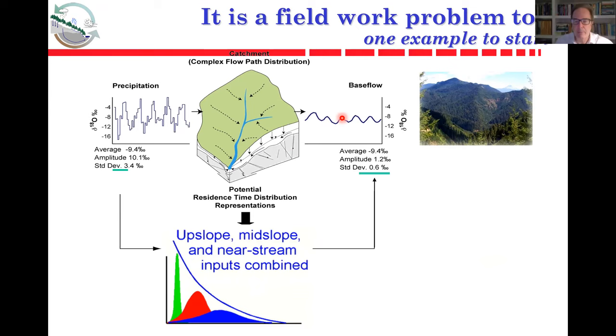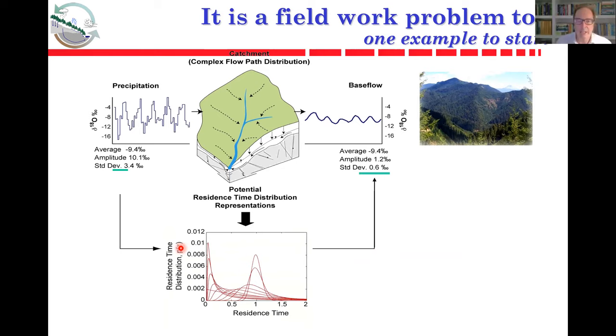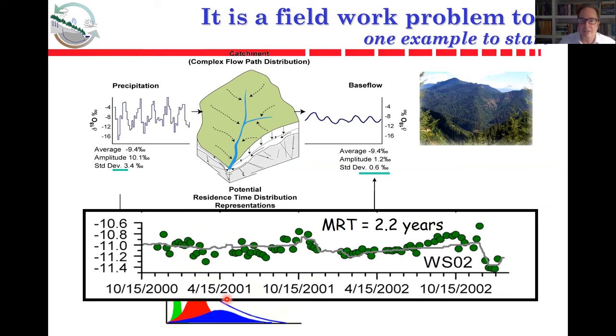And if you take the mean of that distribution, meaning if we go back to our distribution and we look at the residence time, the mean of that residence time, transit time distribution in this particular case is 2.2 years. So we'd say that's the mean transit time for water in the stream at this catchment.